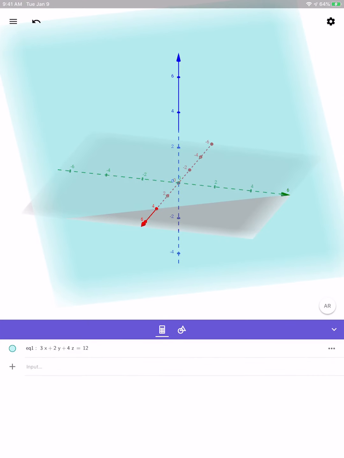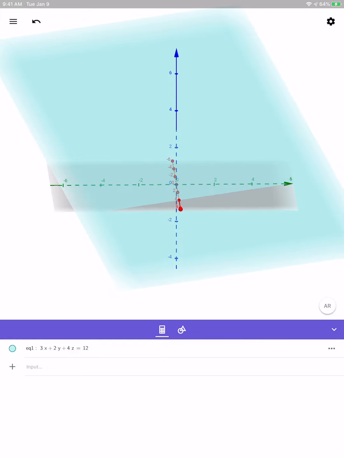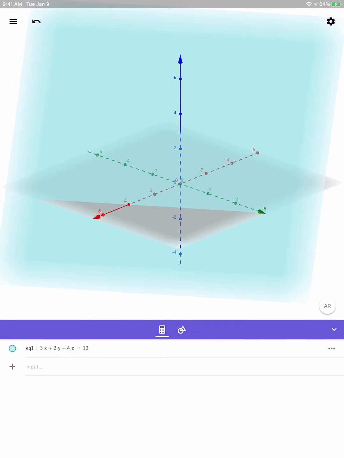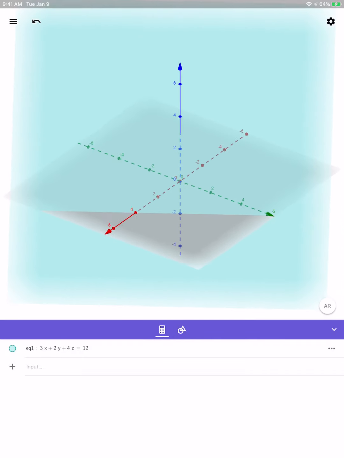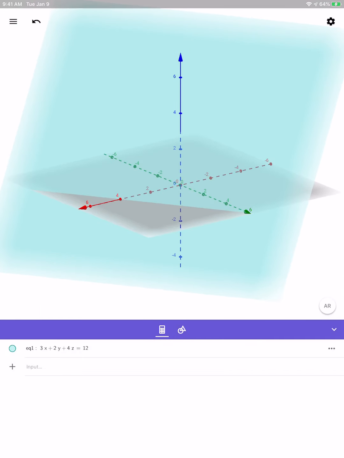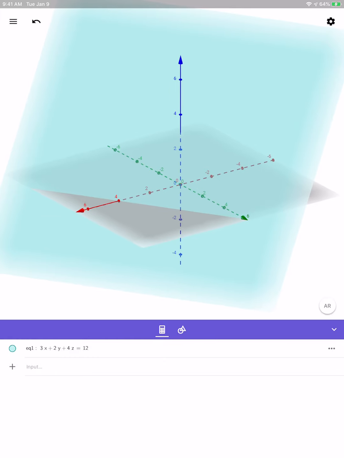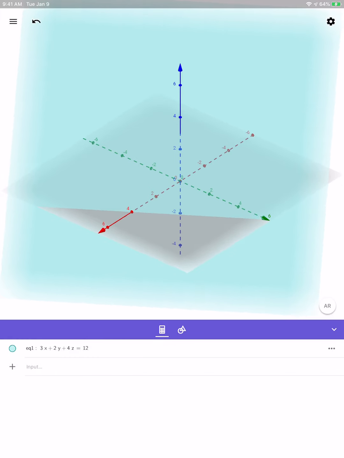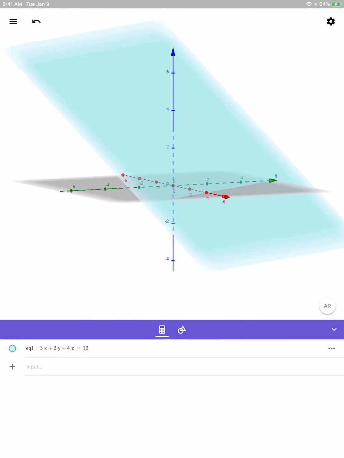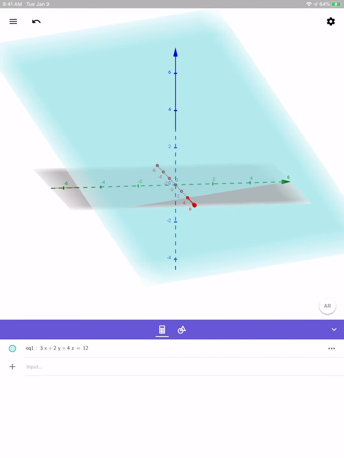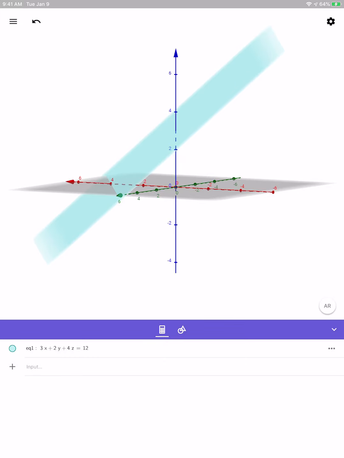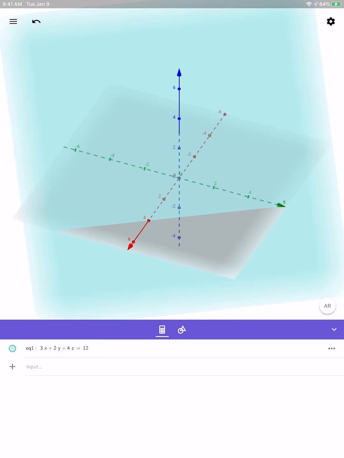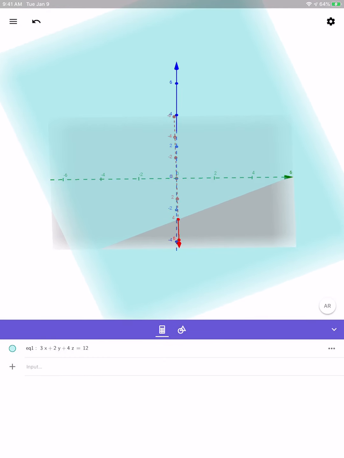If you use GeoGebra, this is an app, and I just plugged in my equation at the bottom, 3x plus 2y plus 4z equals 12. As you can see, the red axis is the x-axis, the green axis is the y-axis, and the blue axis is the z-axis. This is what the plane would look like if I continued it as a straight flat piece. We only drew a little section of it, but that's what the plane would look like.